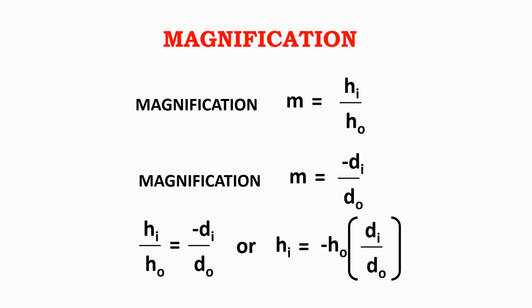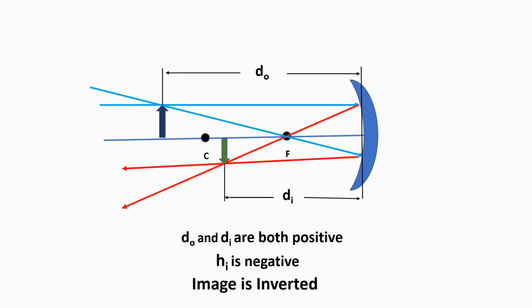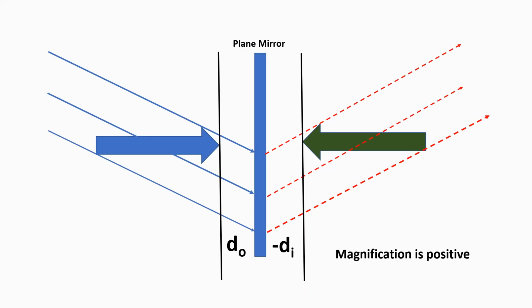In the case of a real image, d sub I and d sub O are both positive, so h sub I will be negative. This means that the magnification is also negative. When the magnification is negative, the image is inverted. What is the magnification of a plane mirror? Recall that in that case, d sub I and d sub O have the same magnitude, but the image is behind the mirror. Therefore, d sub I is negative and the magnification is positive 1, which means that the image and the object are the same size.